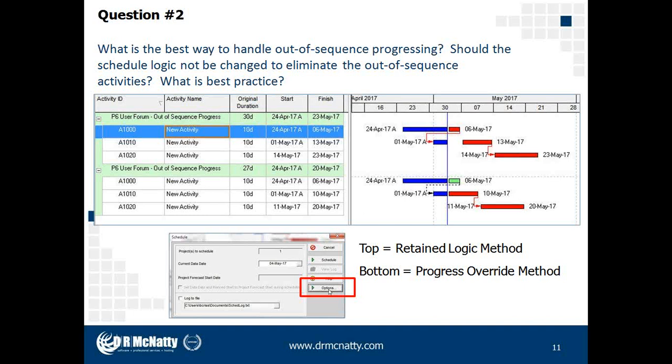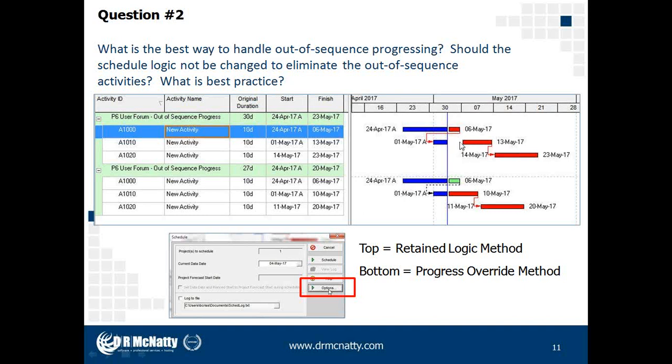So out of sequence progress is going to be whenever I've got, say in this example here, 2 different examples of 3 activities, all linked finish to start between 1, 2, and 3. In P6, there are 2 ways in the software to handle out of sequence progress, and these are retain logic and progress override. And the ability to change or set these options are in the schedule window. Select the options and choose the method for how you would like Primavera to handle out of sequence progress.